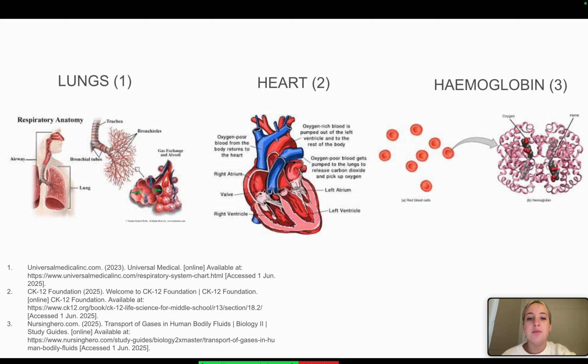The lungs hold the most paramount value in the oxygenation of blood, as this is where gas exchange occurs. Here, oxygen diffuses from the alveoli, where the concentration of oxygen is higher, into the capillaries, where the concentration of oxygen is lower. Simultaneously, carbon dioxide diffuses from the capillaries into the alveoli, which then becomes expelled through expiration.